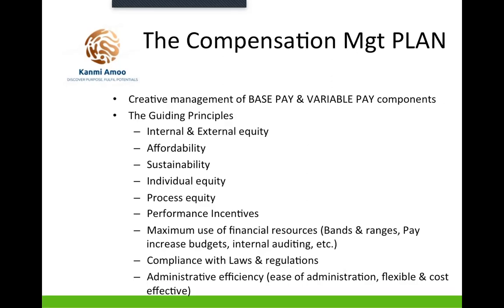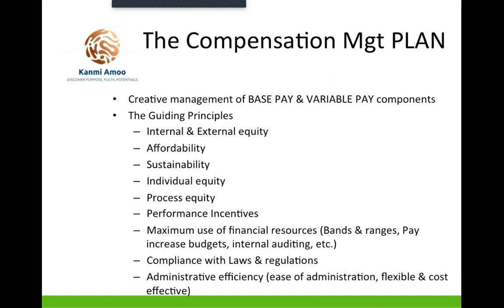For a small organization, we find that in most cases, even the compensation management plan is left to the finance department. And so some HR people and admin people in small organizations never have anything to do with this compensation management plan. But in big organizations, compensation management plan, just like compensation and rewards, is a specialty of HR.